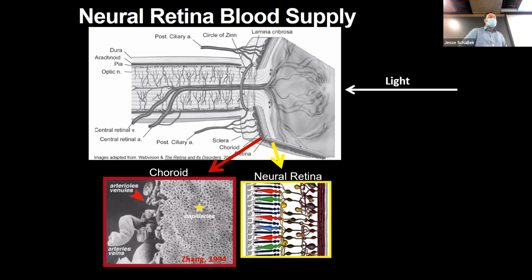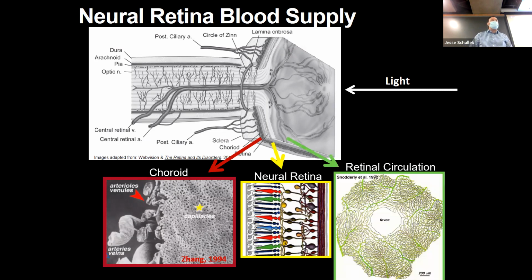And the focus of my research is to understand the retinal circulation. This is the circulation pool that resides on the surface of the retina and interdigitates in more superficial layers of the neural retina. We're going to focus most of this talk on just the retinal circulation. We're going to ignore the choroid for today. That's a topic for another talk, but equally important.